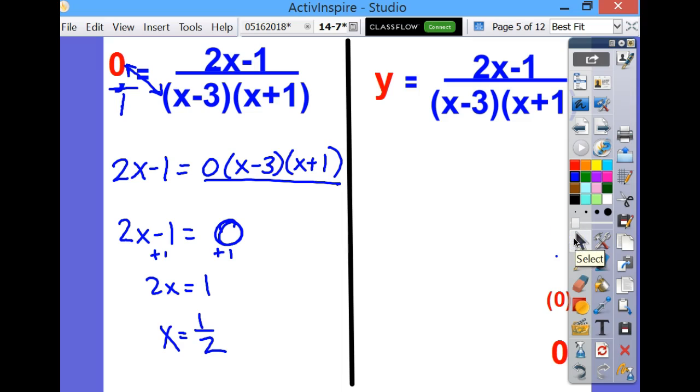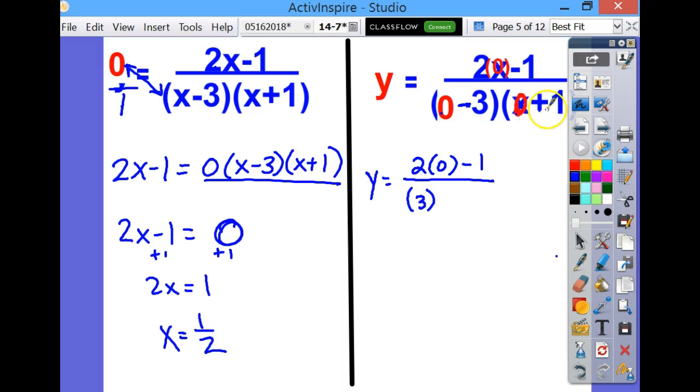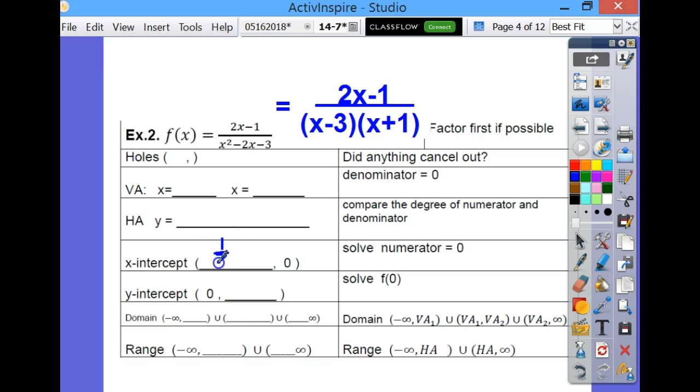To find the y-intercept, x needs to be equal to 0. So then this is going to be y equals 2 times 0 minus 1, over 0 subtract 3, and 0 plus 1. What is 2 times 0? That zeroes out. What is 0 subtract 1? And 3 times 1 is 3. So we have our x-intercept and our y-intercept. And so this is 1/2, and this is negative 1/3.